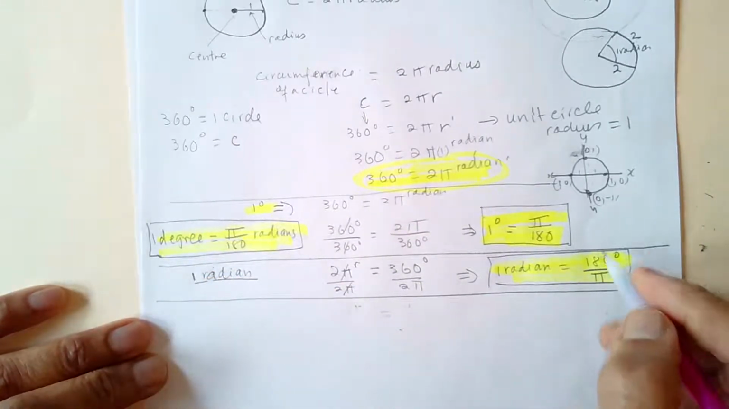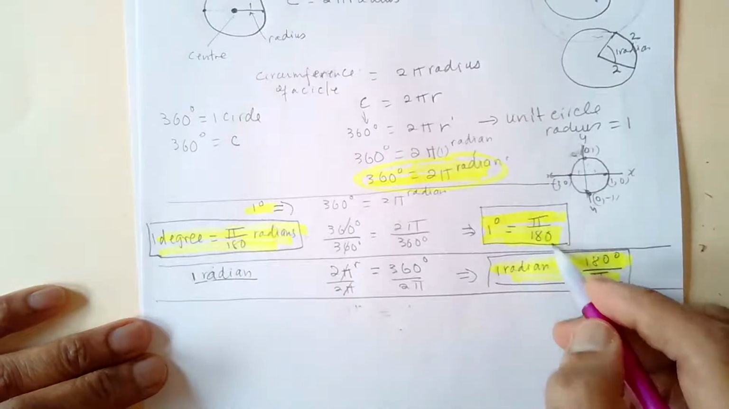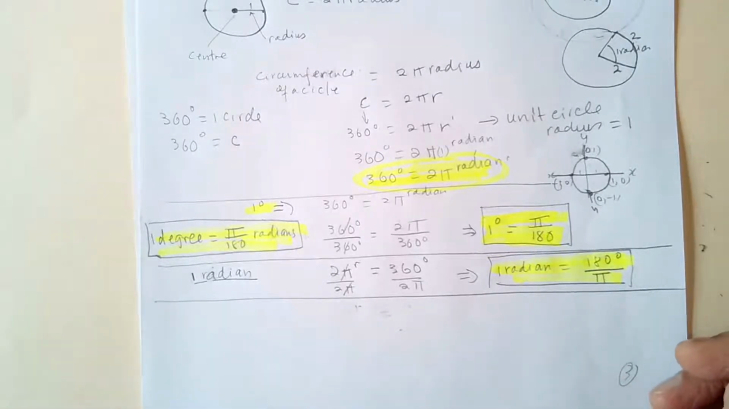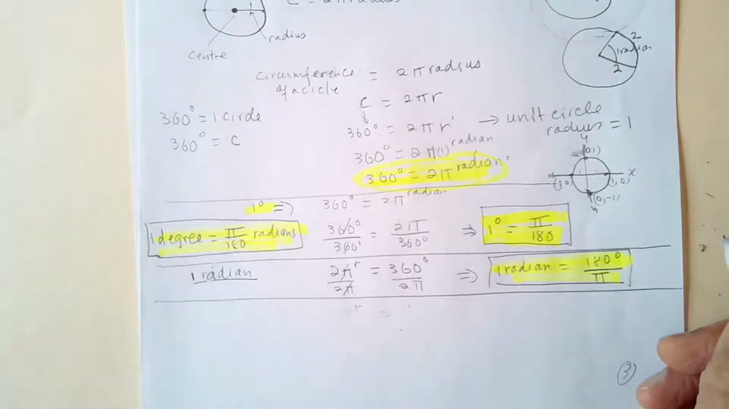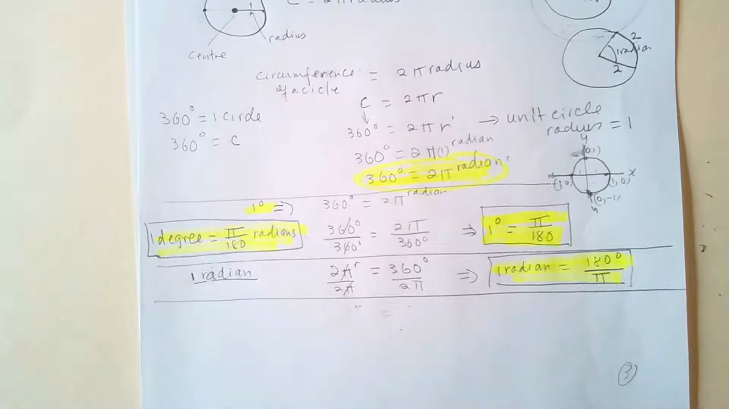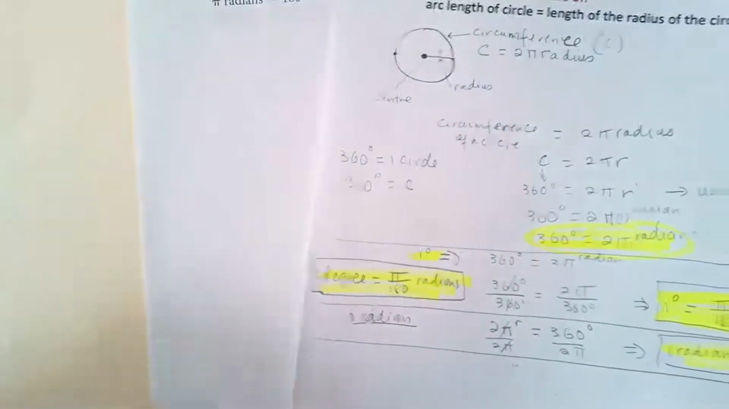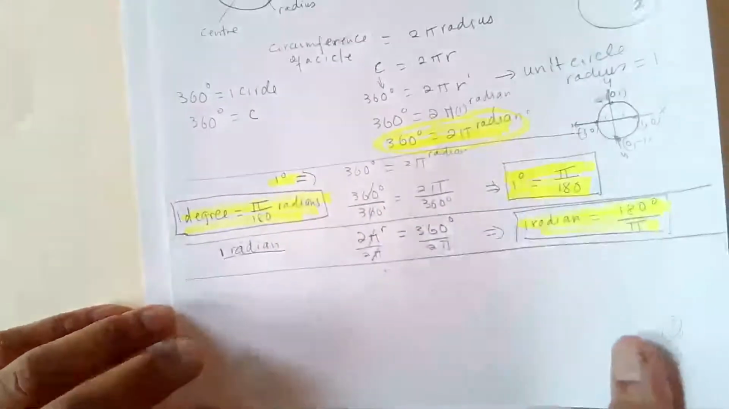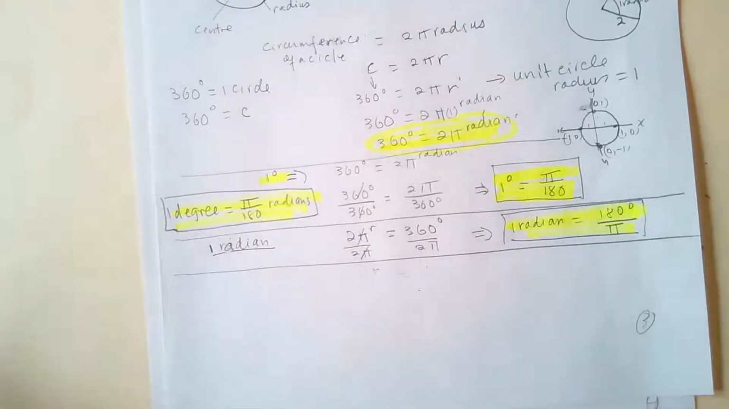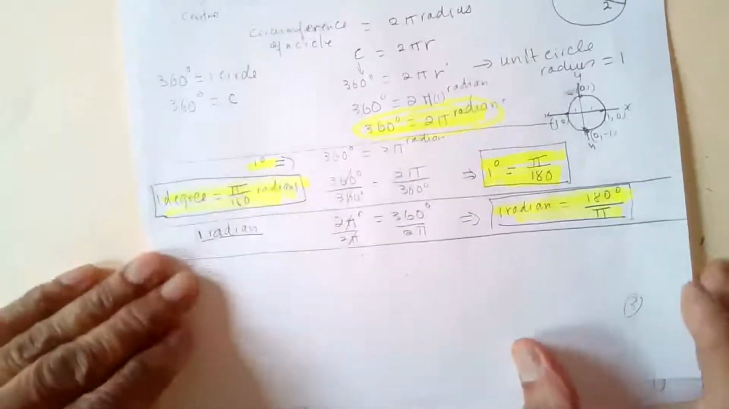So 1 radian is 180 over pi, 1 degree is pi over 180. We'll use these 2 facts to work out the difference between radians and degrees. So if I were to convert certain angles, let's look at one example.